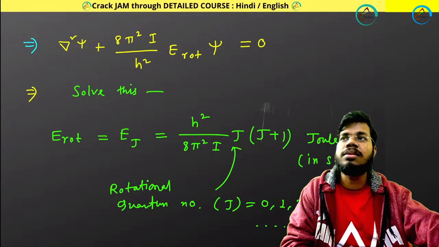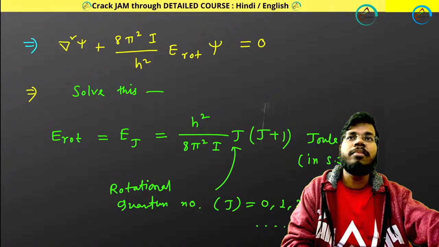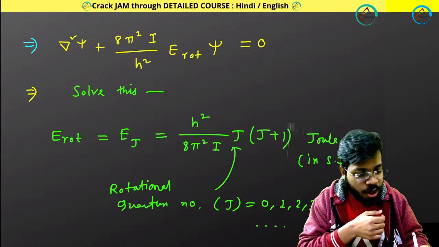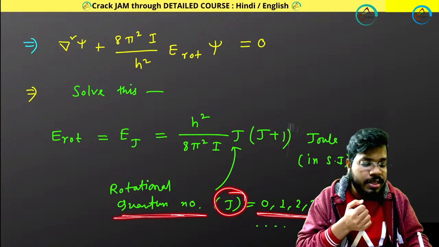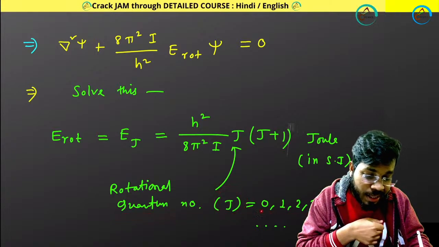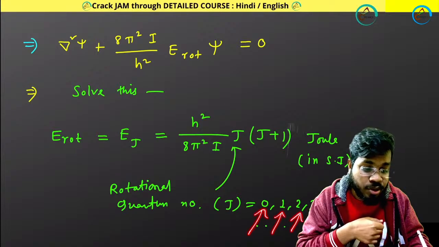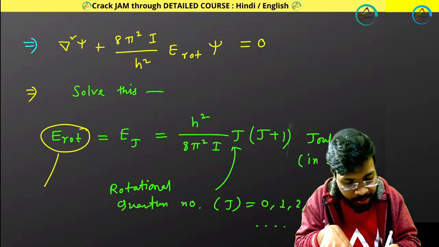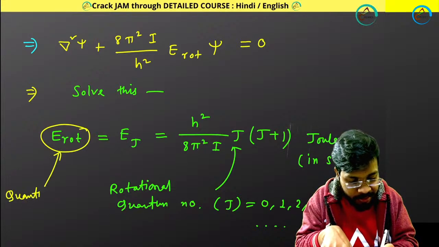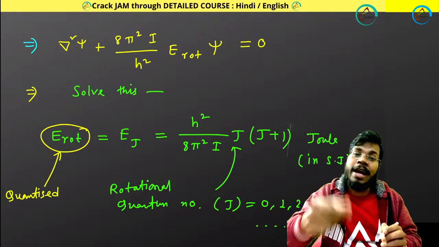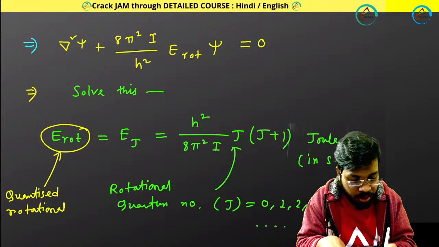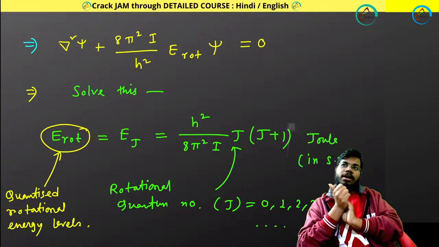I think you can't see some portion of this part because of me. Yeah, I am making myself a little bit smaller. Got it? So this J is called the rotational quantum number that has values 0, 1, 2, 3. As you have specific values of J, your rotational energy levels will be quantized energy levels. That means you will have specific values of rotational energy. Quantized rotational energy levels. That's all. Perfect.